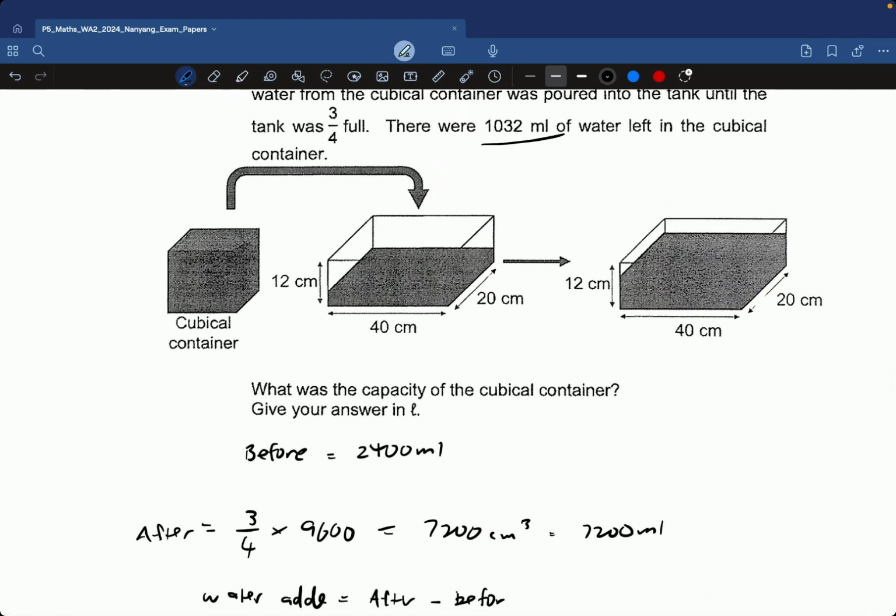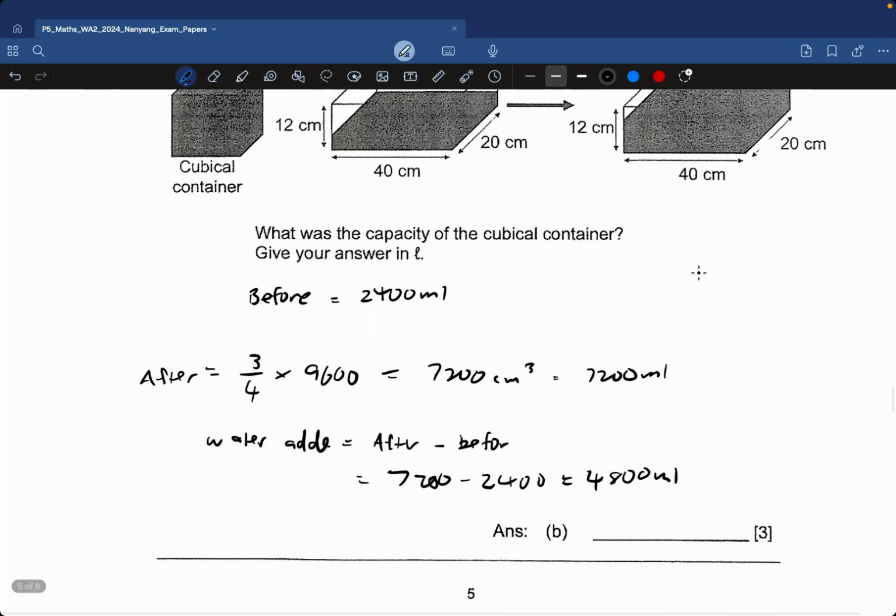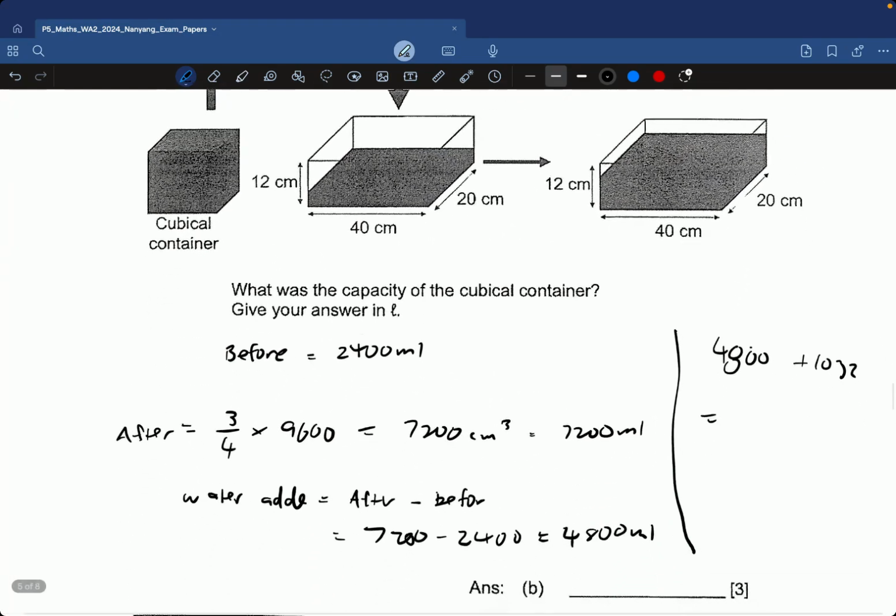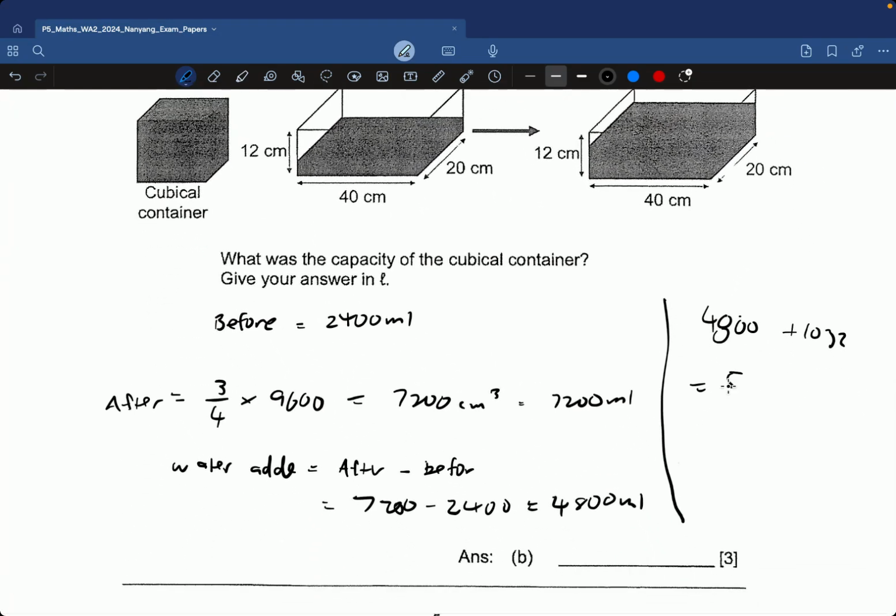Then there were 1,032. So that means the cubic container is 4,800 milliliters plus 1,032. In this case 4,800 plus 1,032 should be 5,832 milliliters, and 1,000 milliliters is equal to 1 liter. So it's basically divided by 1,000, which is 5.832 liters. So the answer is 5.832 liters in this case.